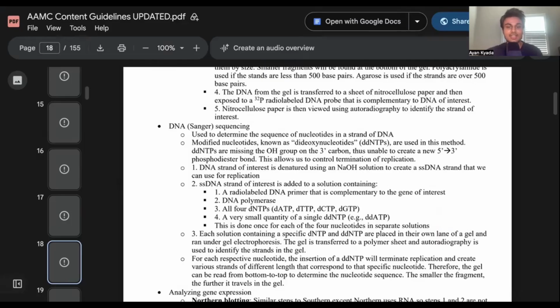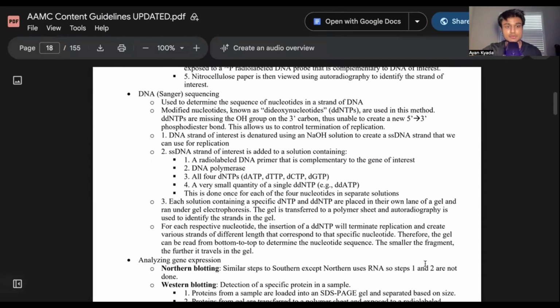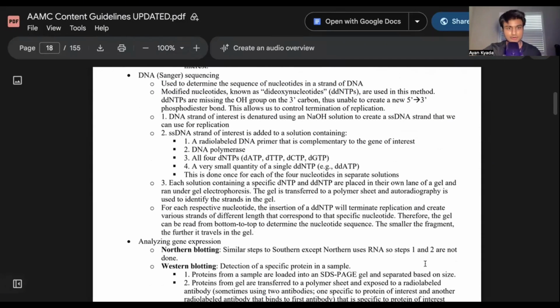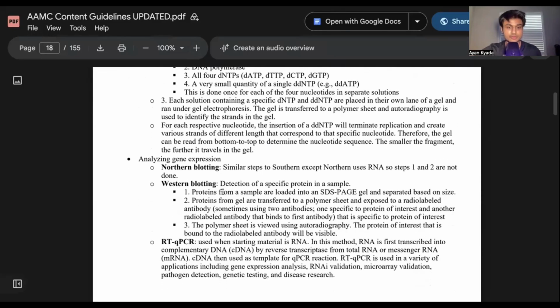Sanger sequencing is essential to determine the exact nucleotide sequence in a strand of DNA. But we also have lab techniques that do more than just tell us whether a specific fragment of DNA is present or the structure of the nucleotides in a strand of DNA. We could actually use some of these lab techniques to analyze gene expression.